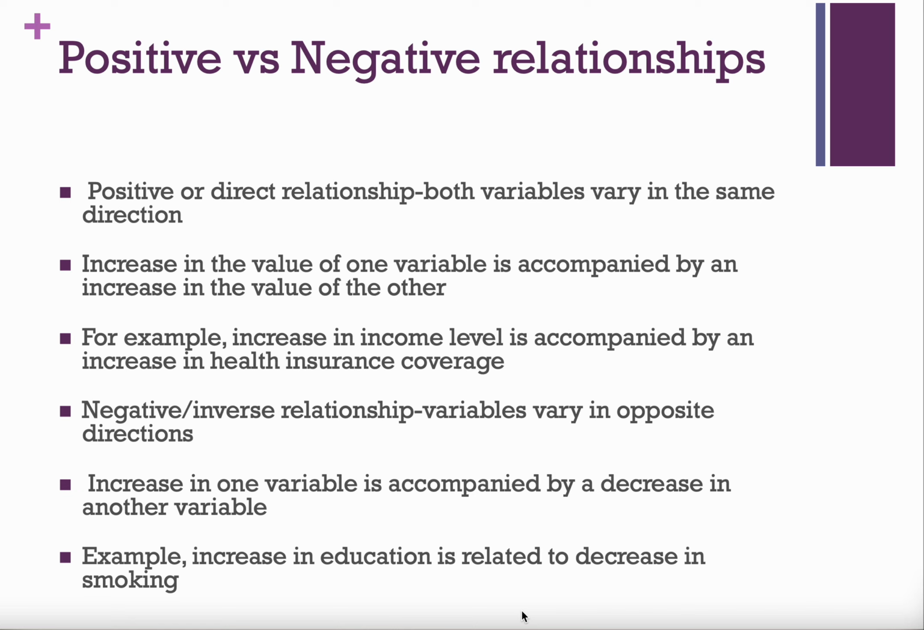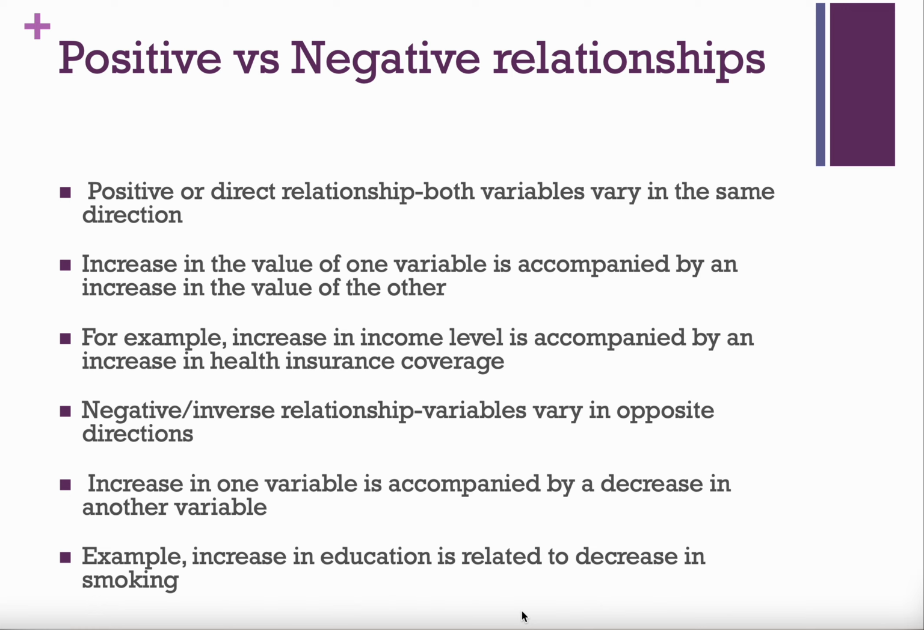All right, so now we discuss positive and negative relationships. There is a difference between positive and direct relationships, where both variables vary in the same direction, as compared to negative relationships, which are inverse relationships, right? So we can say that as education increases, income increases. That is a positive or direct relationship. Both the variables are moving in the same direction.